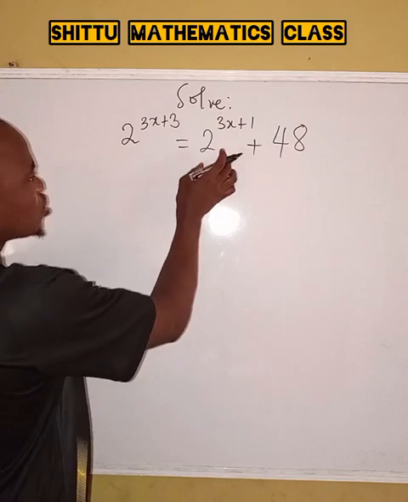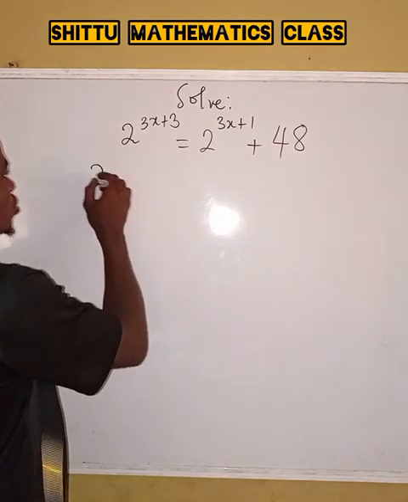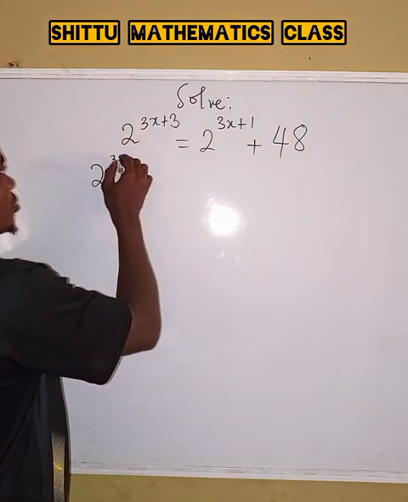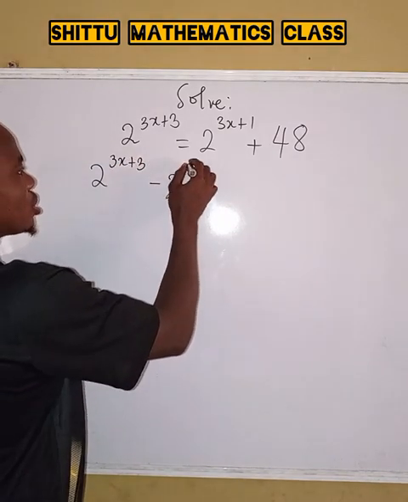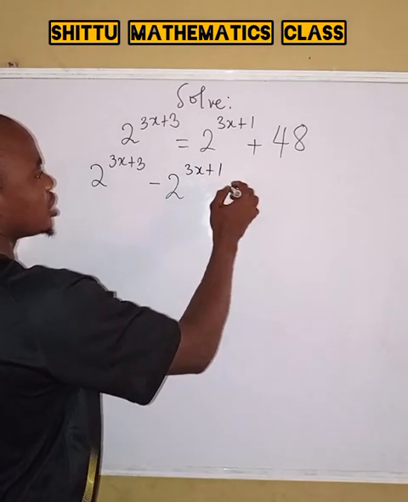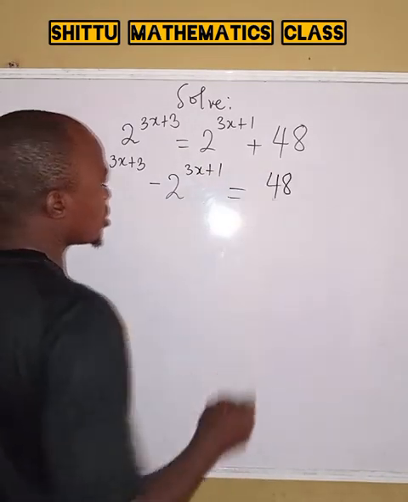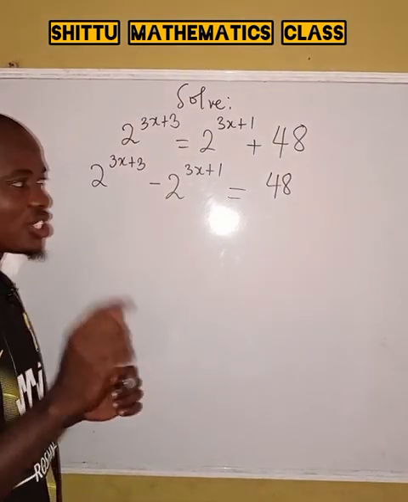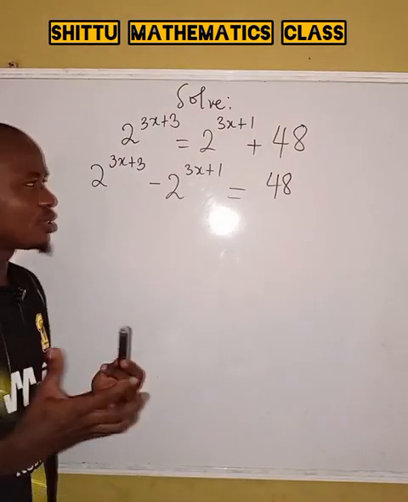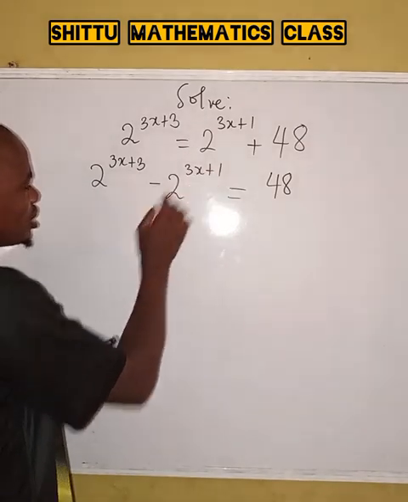From here, I'm going to transpose this to this side. I'm going to have 2 to the power of 3x plus 3, minus 2 to the power of 3x plus 1, all equals 48. The next thing we are going to do is bring out common factors. So what can I bring out from here and here?